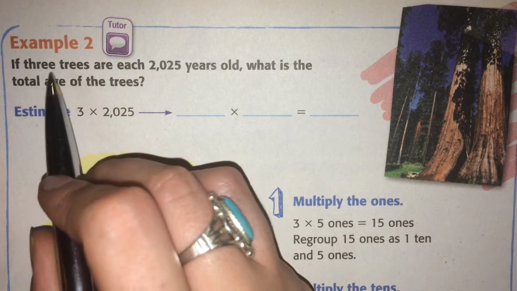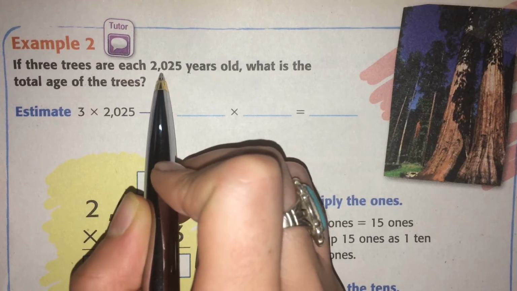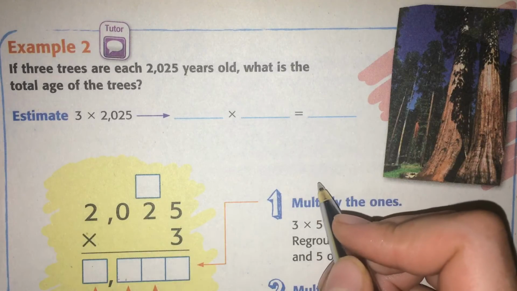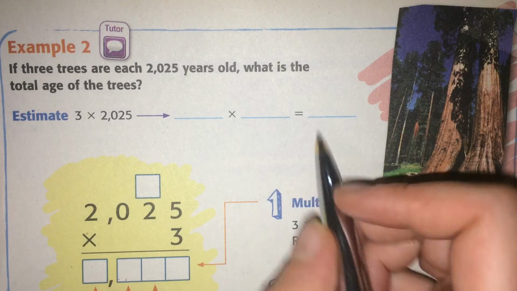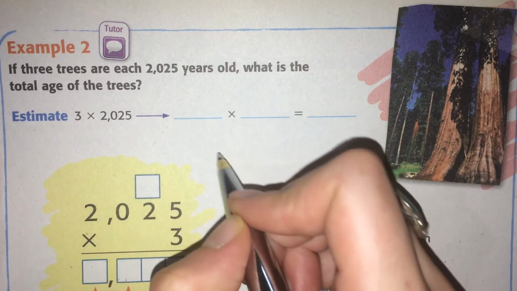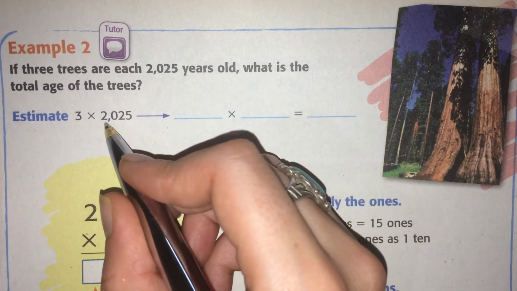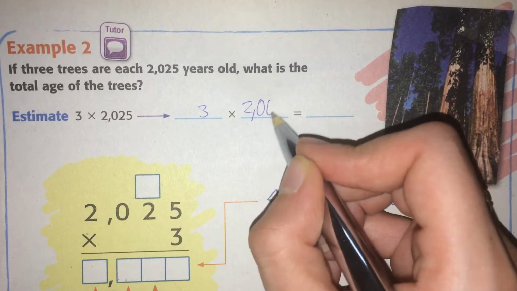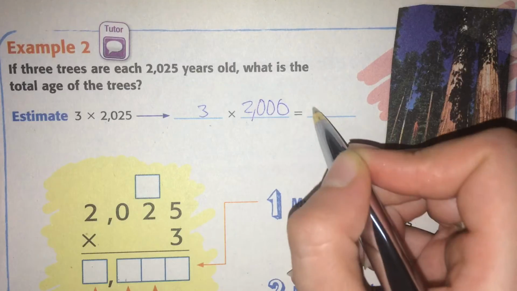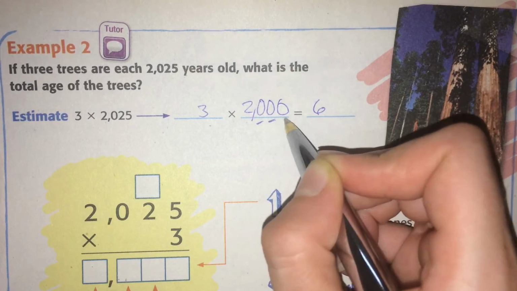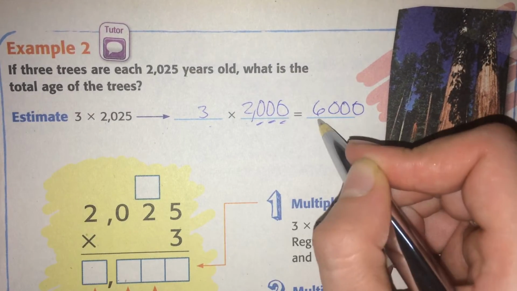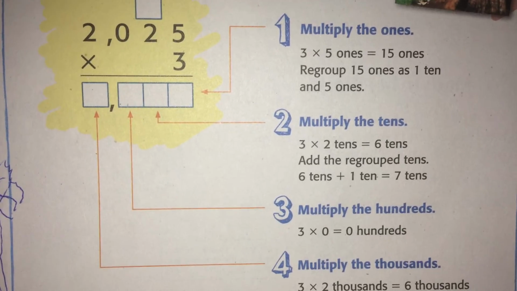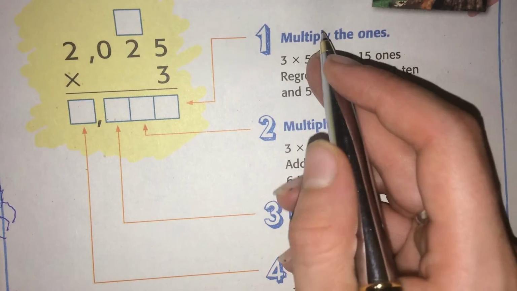Example 2. If 3 trees are each 2,025 years old, what is the total age of the trees? Wow. So each one is this amount, so we need to multiply it times 3. So first we'll estimate. 2,025 is close to 2,000. 3 times 2 is 6, and then count the zeros. 1, 2, 3 zeros. 6,000. Okay. Now this is showing us the regular vertical way to do it.